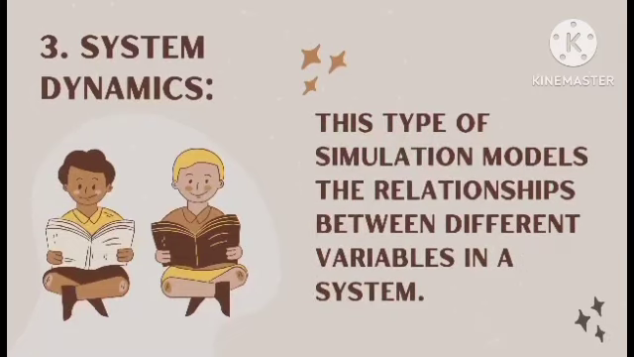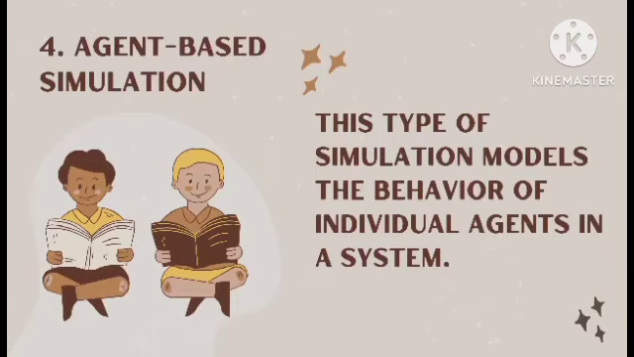Third is system dynamics. This type of simulation models the relationship between different variables in a system. It can be used to study complex systems like economies or ecosystems. And fourth is agent-based simulation. This type of simulation models the behavior of individual agents in a system. It can be used to study things like social interactions or market dynamics.